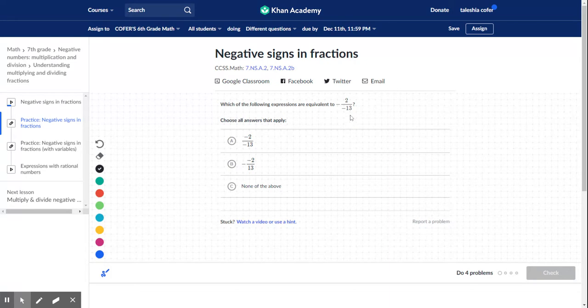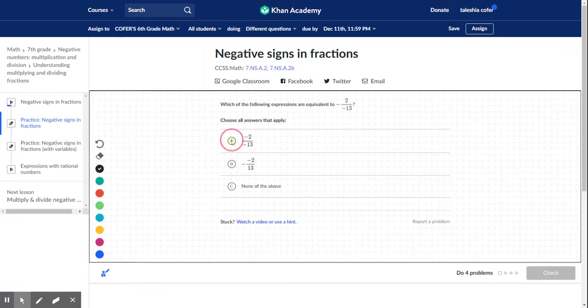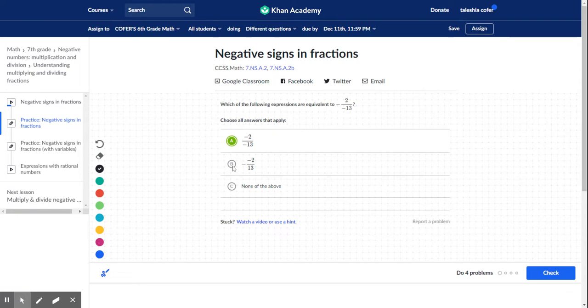On our first example, they want to know which of the following expressions are equivalent to negative 2 over negative 13. I have two negative signs. 2 is an even number. So on my answers, I need either two negative signs or an even number of negative signs. On A, I have two negative signs, so that one works. On B, I have two negative signs, so that one works as well, and I am finished.